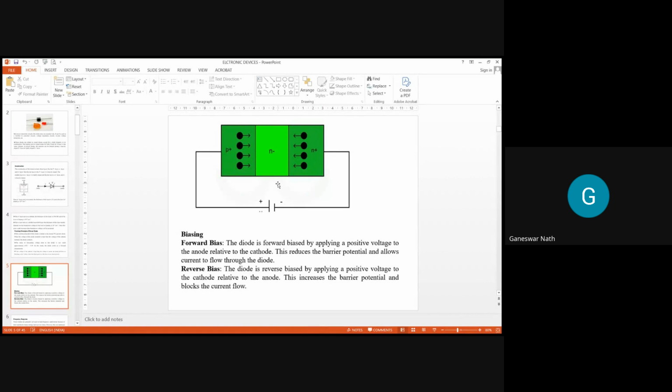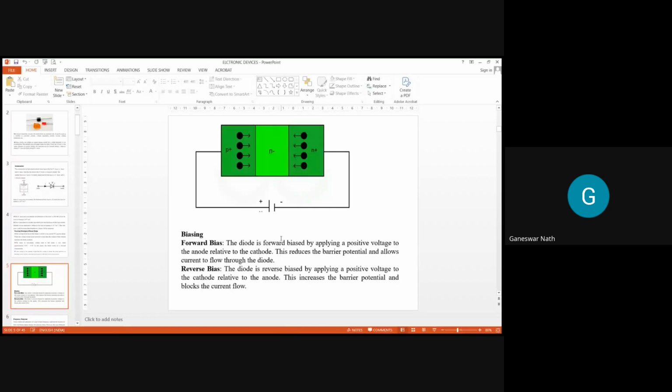Then coming to biasing, there are generally two types of biasing. One is called forward biasing, the other is called reverse biasing. The diode is forward biased by applying a positive voltage to the anode relative to the cathode, and this reduces the barrier potential and allows the current to flow through the diode.